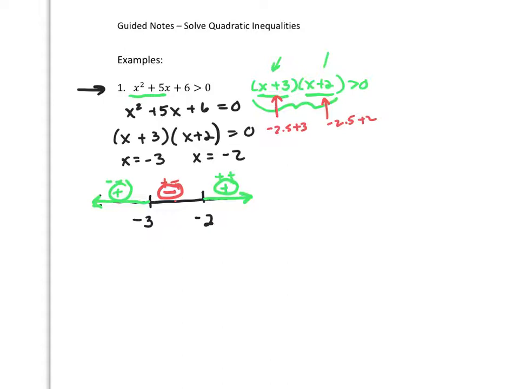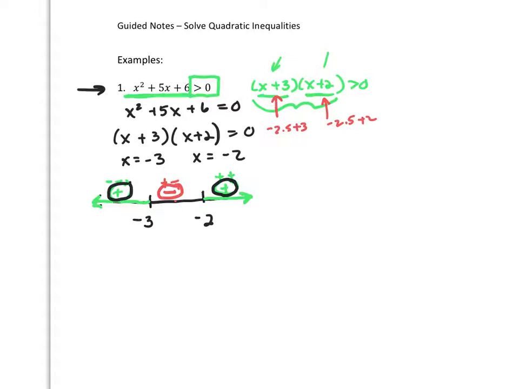All right, now I need to go back and look at my standard form and determine if I want positive intervals or negative. Greater than 0, what kind of numbers am I looking for? I'm looking for positive. I'm looking for any value of x that makes this x squared plus 5x plus 6 greater than 0. So where are my intervals positive? Here and here. That's our solution.